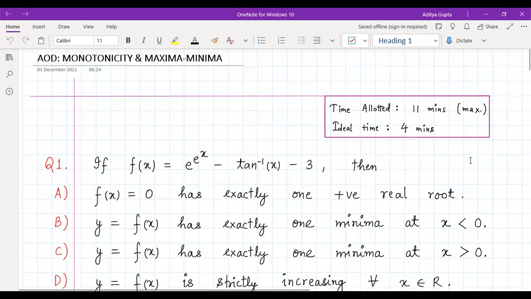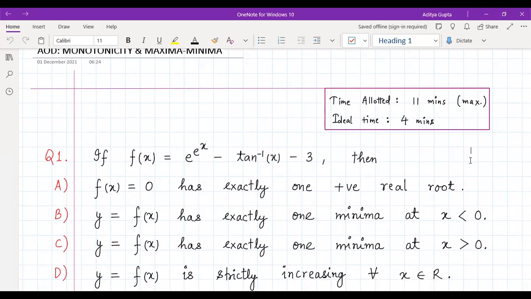So basically, we are given four options. The very first one says f of x equal to 0 has exactly one positive real root. Second, y equal to f of x has exactly one minima at negative x. Third option says one minima at positive x. And the last option says y equal to f of x is a strictly increasing function for all real x.